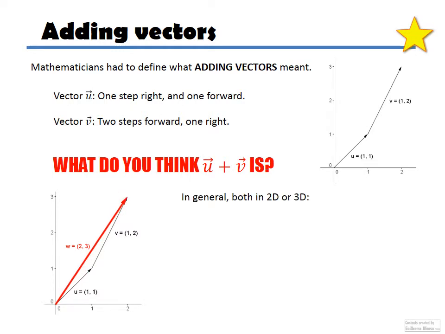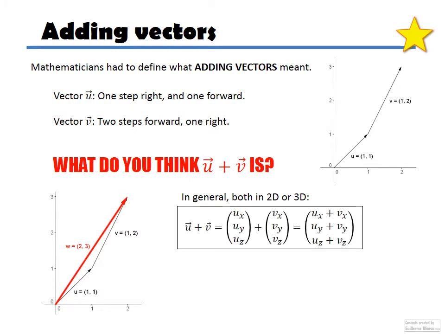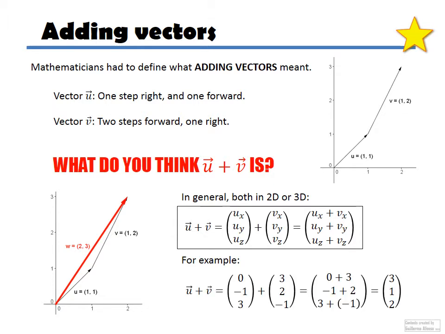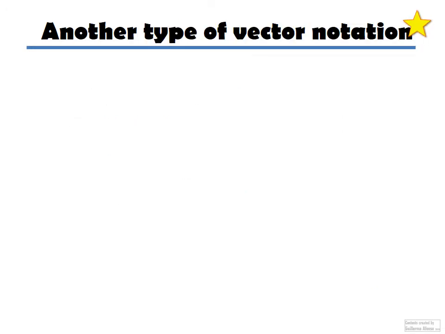So in both 2 dimensions and 3 dimensions, what you do to add vectors is essentially you add the coordinates. So vector u plus v is going to be the x coordinate of u and v added together, the y coordinate of u and v added together, and so on. That's how it works. Here's an example. So that's what adding vectors is about.